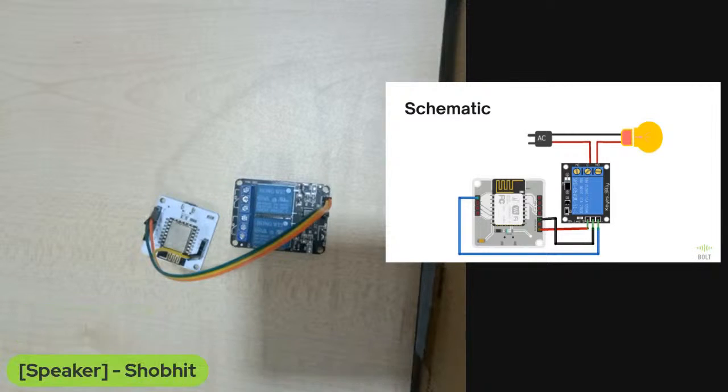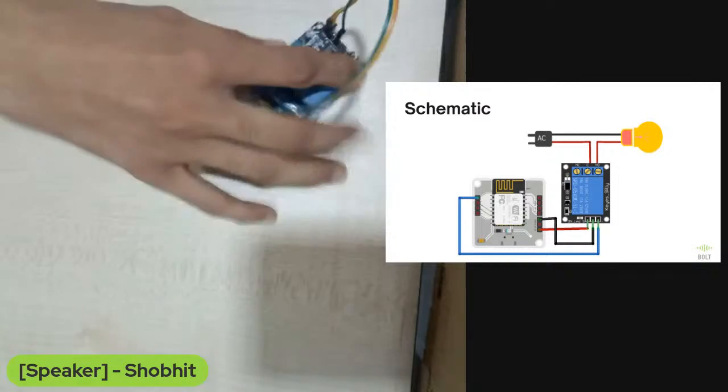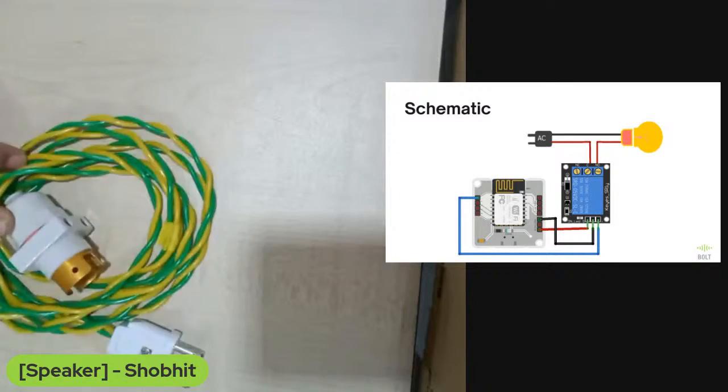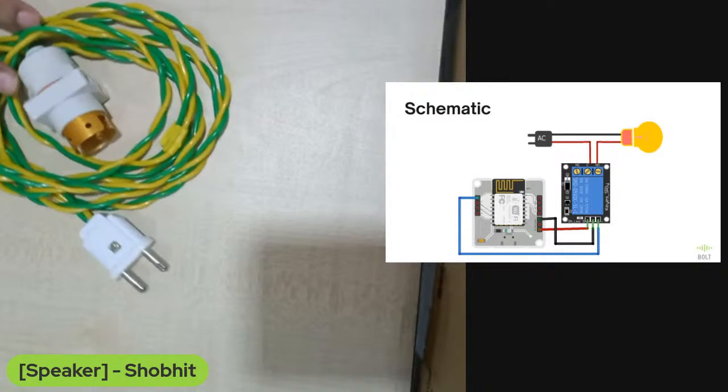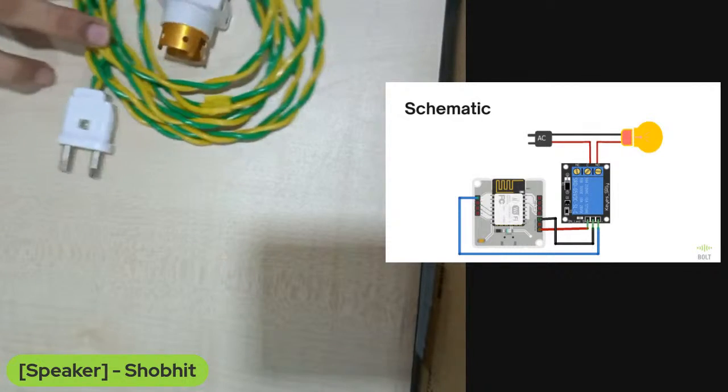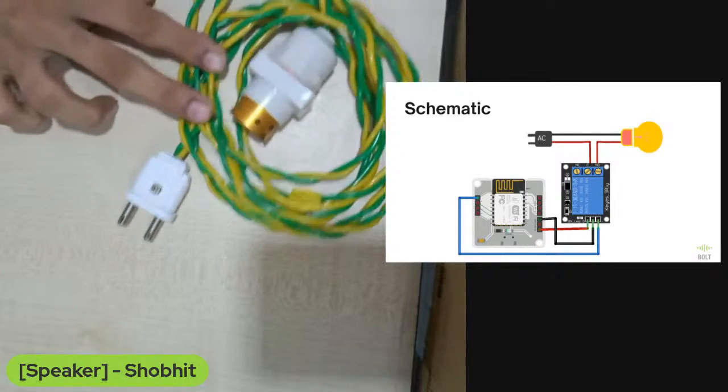Now see, the bottom part of the circuit is done in the schematic. We need to do the top part. For that I have this, I'll put this aside. I have a simple wire. Most of the people are confused how to control real world appliances or how to make the connections. I'll tell you in a very simple way.